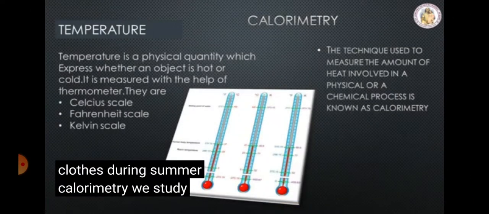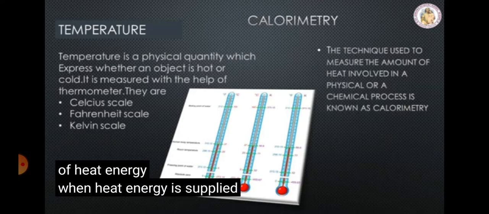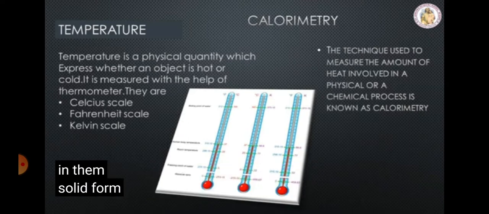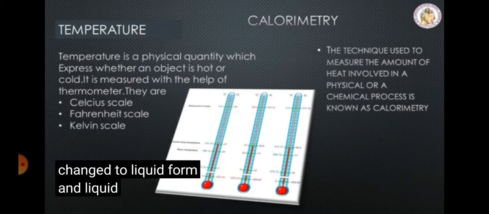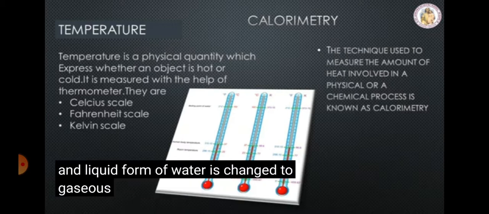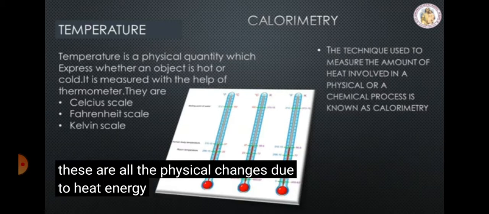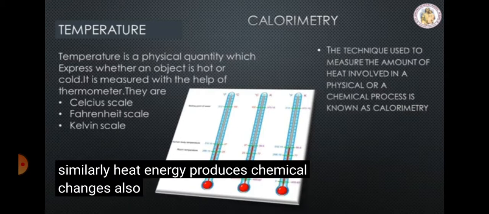Calorimetry. We study about the effects of heat energy. When heat energy is supplied to substances, physical changes take place in them. The solid form of water, that is ice, is changed to liquid form, and liquid water is changed to gaseous form. These are all the physical changes due to heat energy. Similarly, heat energy produces chemical changes also.